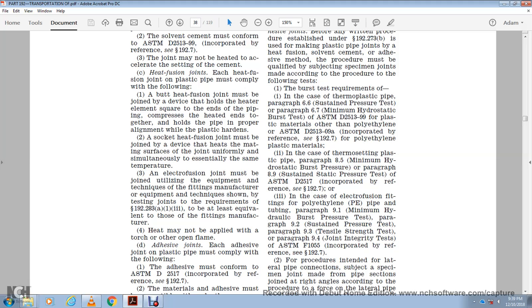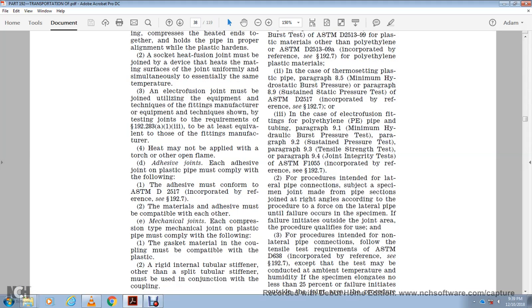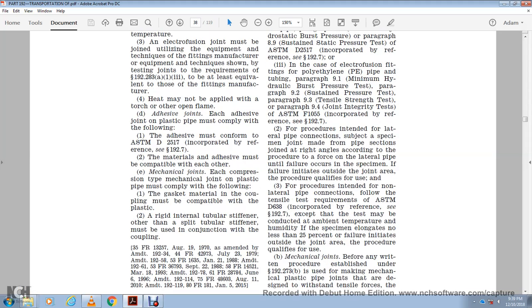Adhesive joints. Each adhesive joint on plastic pipe must comply with the following. Adhesive must conform to ASTM D2517. The materials of the adhesive must be compatible with each other. Mechanical joints: each compression-type mechanical joint on plastic pipe must comply with the following. The gasket material in the coupling must be compatible with the plastic. A rigid internal tubular stiffener, other than a split tubular stiffener, must be used in conjunction with the coupling.